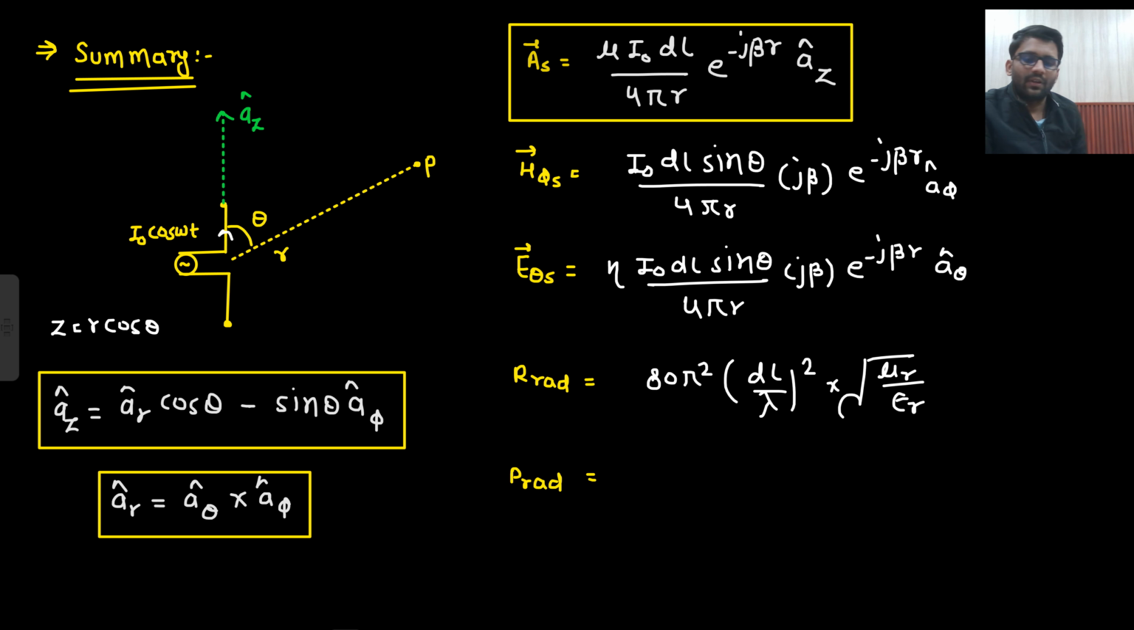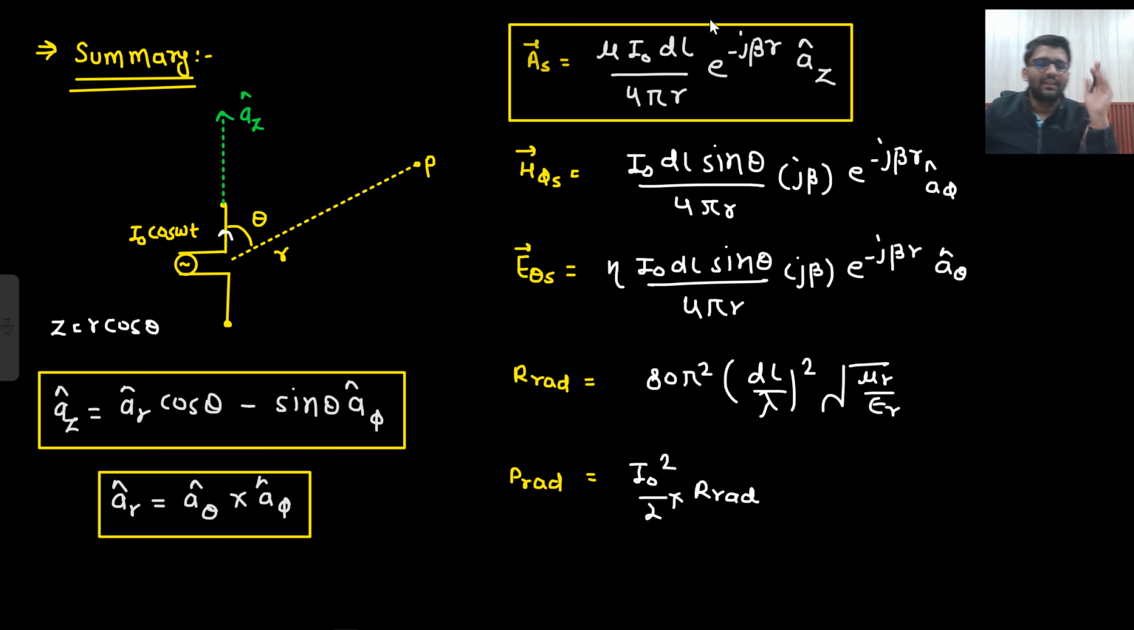This we need to keep in mind. And what about P radiated? P radiated is I naught square by 2 into R radiated. So when you revise it, this slide only you need to revise. That's it. No derivation, nothing else.